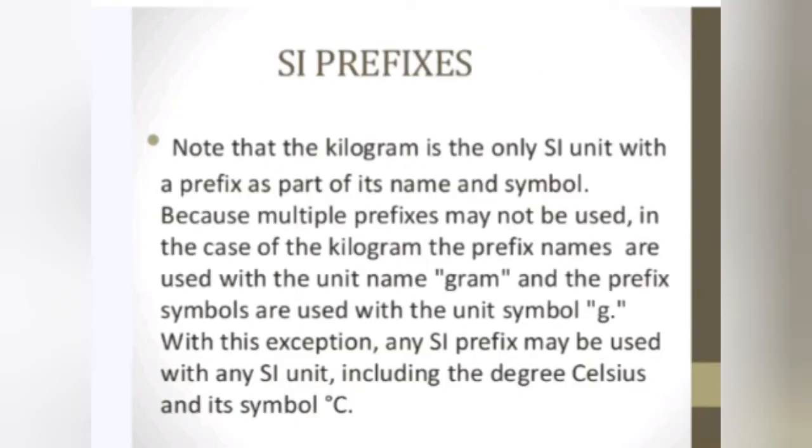SI prefixes. Note that the kilogram is the only SI unit with a prefix as part of its name and symbol. Because multiple prefixes may not be used, in the case of the kilogram the prefix names are used with the unit name gram, and the prefix symbols are used with the unit symbol g. With this exception, any SI prefix may be used with any SI unit, including the degree Celsius and its symbol °C.